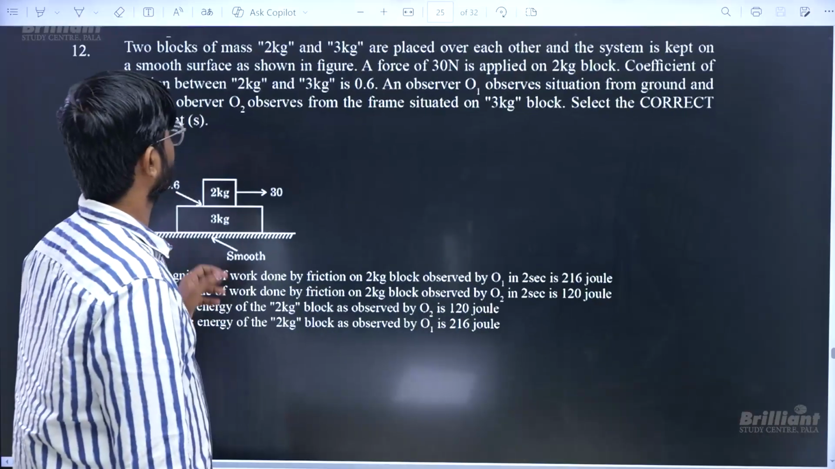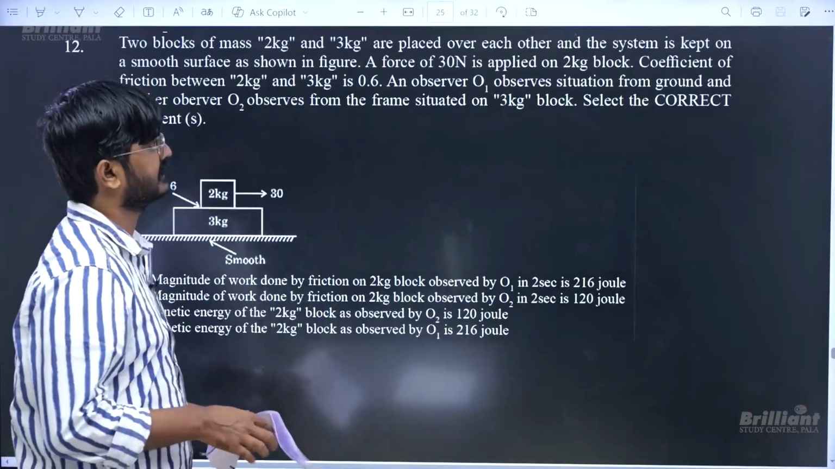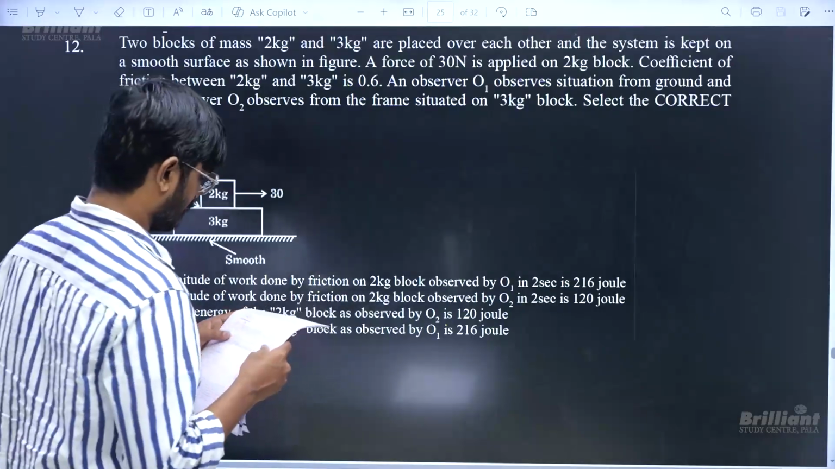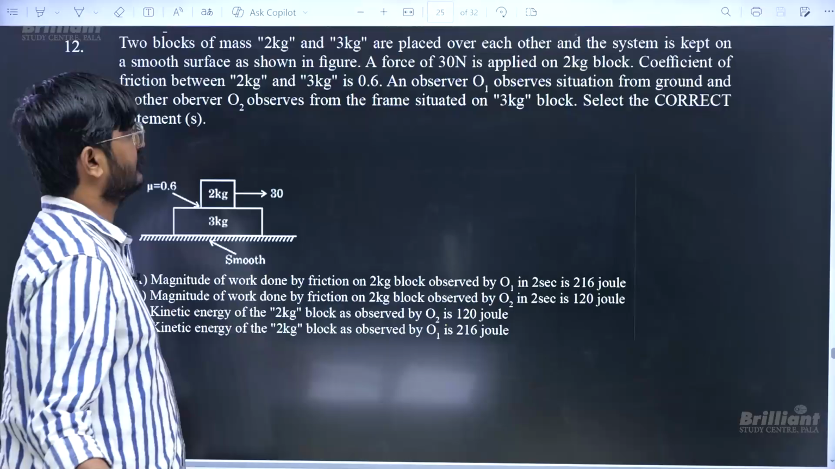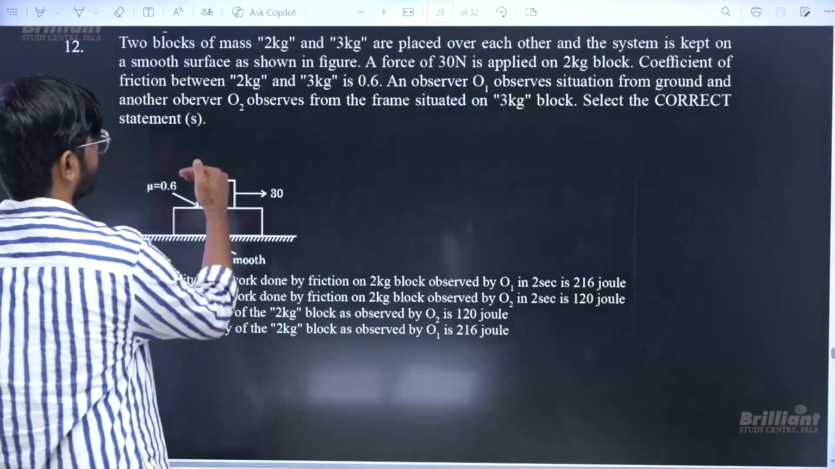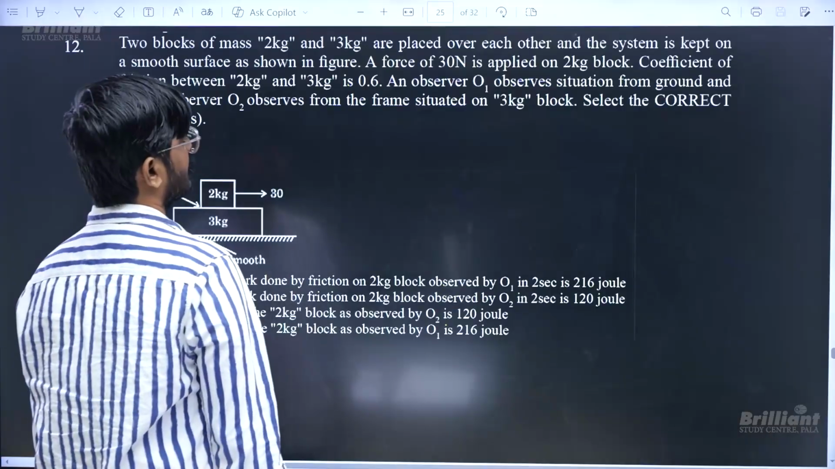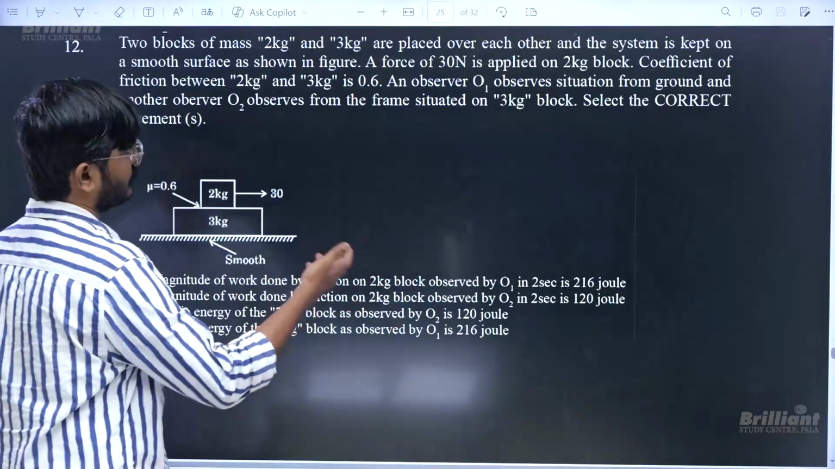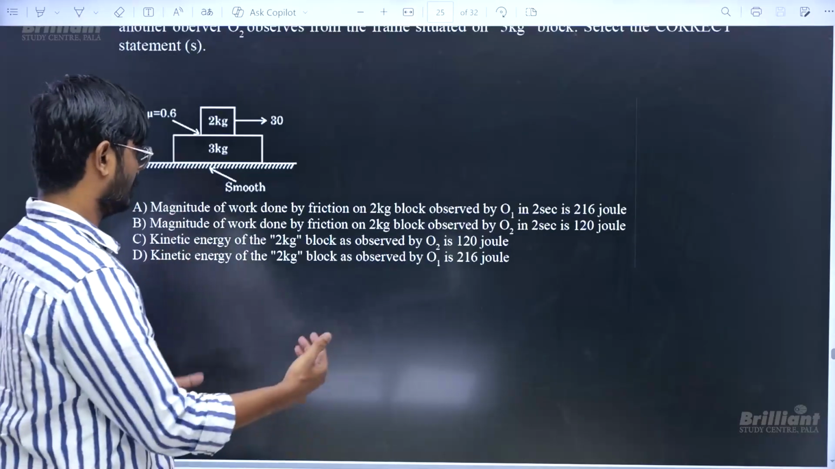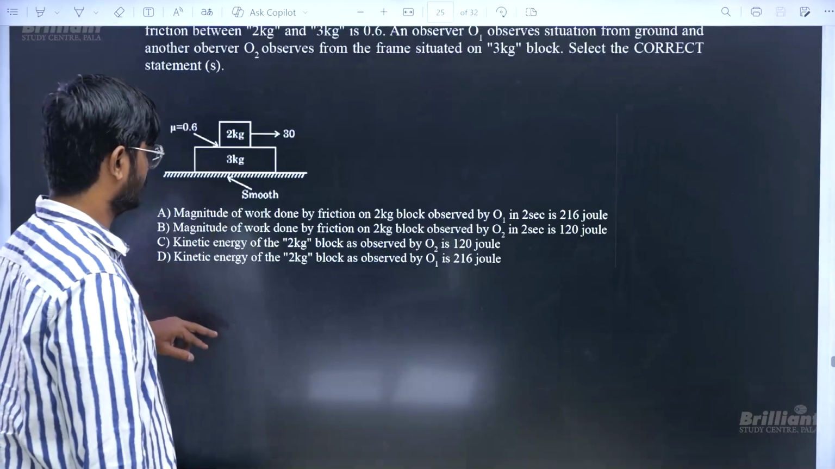Two blocks of mass 2 kg and 3 kg are placed over each other and the system is kept on a smooth surface as shown in the figure. A force of 30 Newton is applied on the 2 kg block. Coefficient of friction between 2 kg and 3 kg is 0.6. An observer O1 observes from the ground frame and O2 from the 3 kg frame. Find the magnitude of work done by friction in both the frames and the kinetic energy in both the frames.